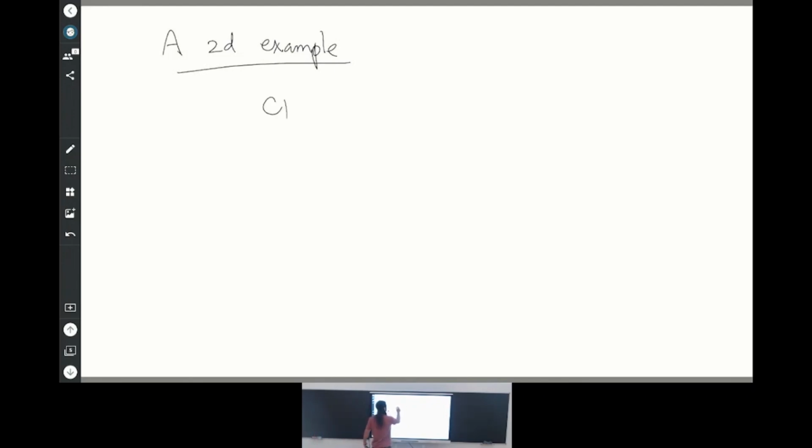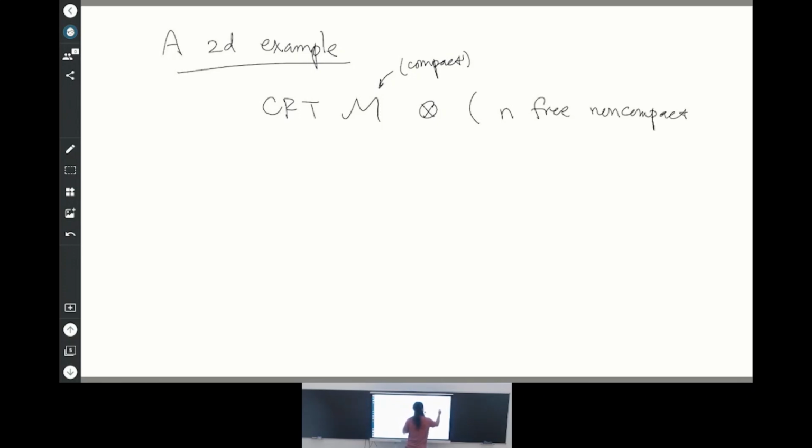Let's consider a CFT, let's call it M, which we can assume to be compact, tensored with n free non-compact bosons, where we denote the fields by x^i, where i runs from 1 to n.